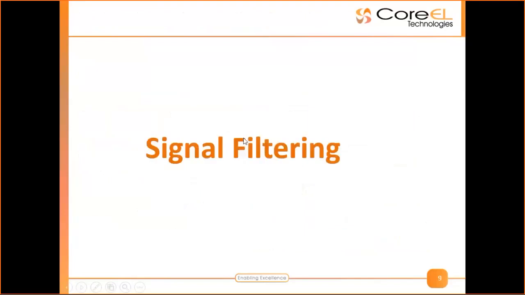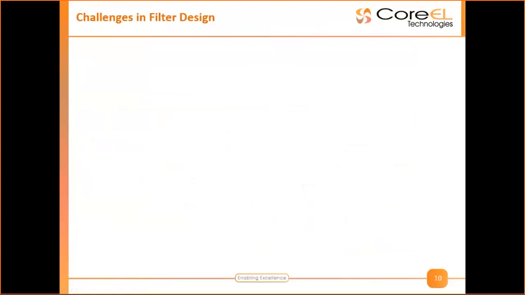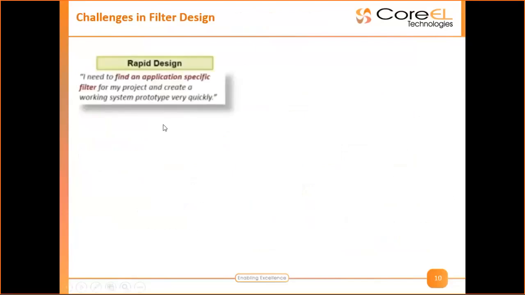Right. So let's move to signal filtering. Before I move to signal filtering, let me talk about some of the challenges that we face when we are working with filter design. The first and foremost is that I need to find an application-specific filter for my project to create a working system prototype very quickly. I don't want to waste more time simply developing a filter. If I'm able to design an application-specific filter, then I can come up with prototypes much faster.